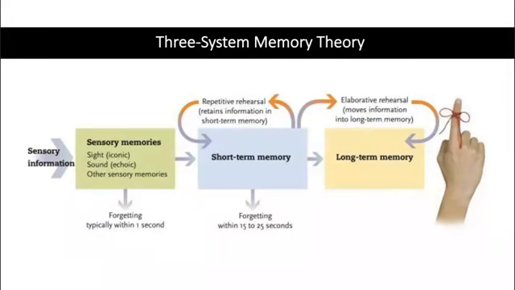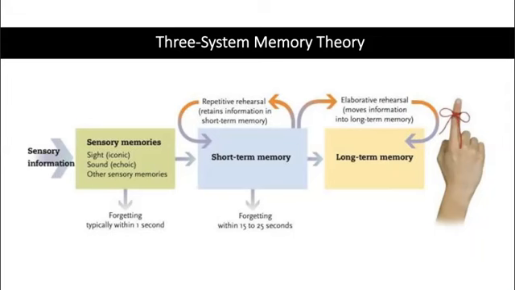Then, in the short term memory, these memories are forgotten within 15 to 25 seconds unless they're repeated during rehearsal. So, if repetitive rehearsal occurs, the memories can be transferred to long term memory. Finally, memories are transferred to the long term memory, and we will be able to recall them at a later time, as long as you go through something called elaborative rehearsal, which we're going to go into in detail in just a moment.